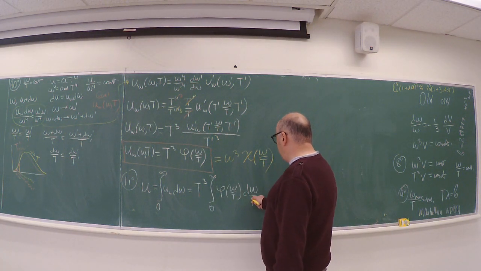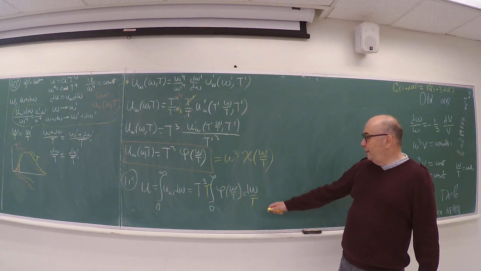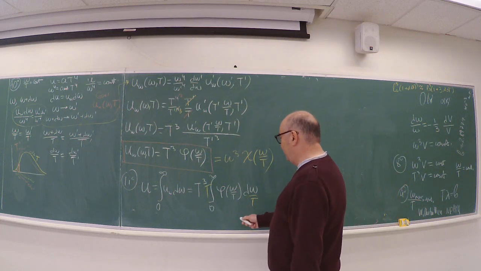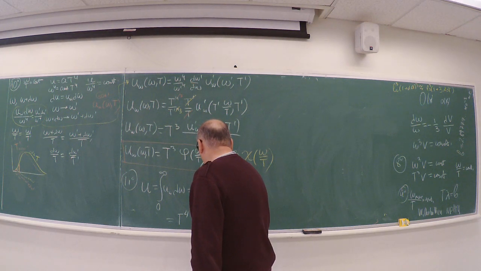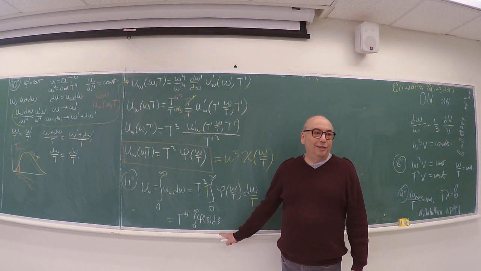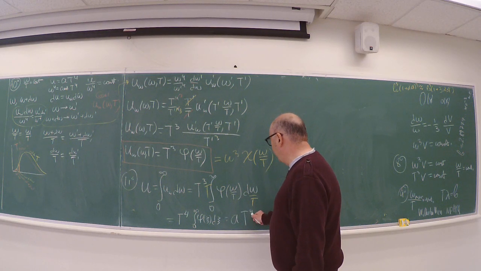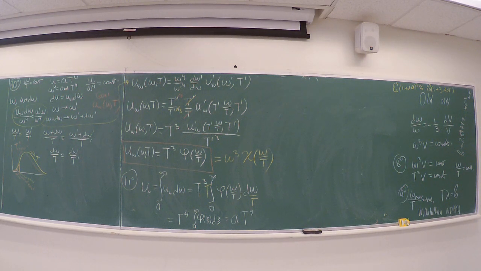Can I divide this by T and multiply by T? Can I do a u substitution, call omega over T c? Then what I get is T to the power of 4 times the integral from 0 to infinity of phi of c dc. This is a universal function. The integral is a number. Moreover, we called this number earlier a. So now if I know the phi function, I can calculate a.